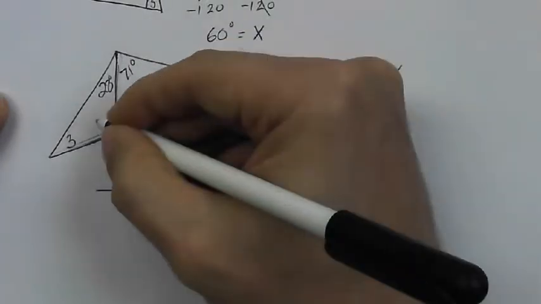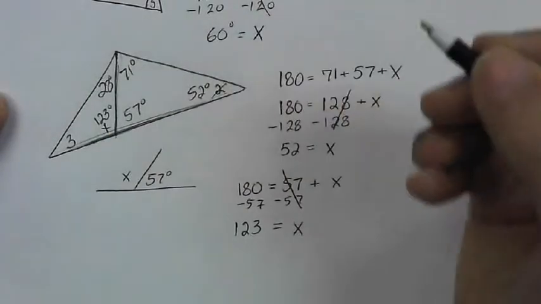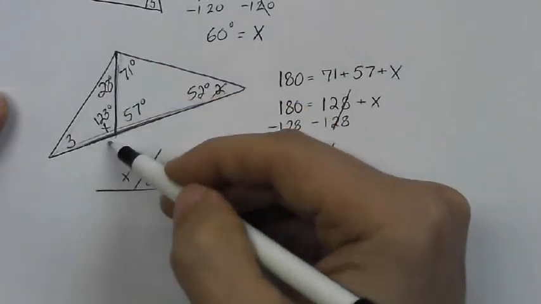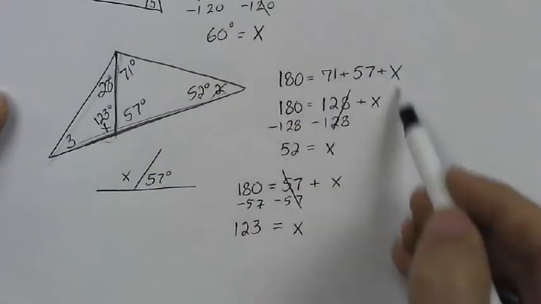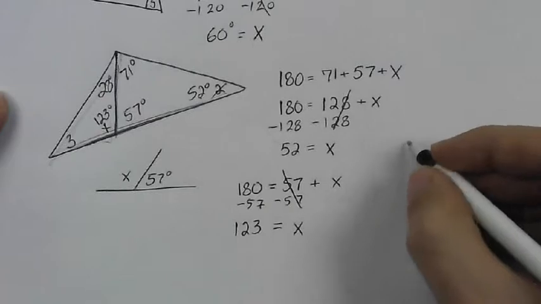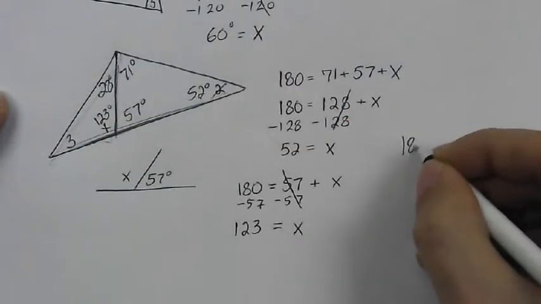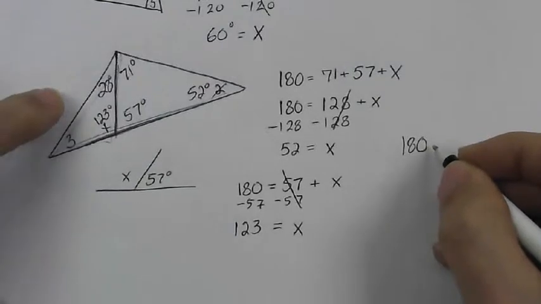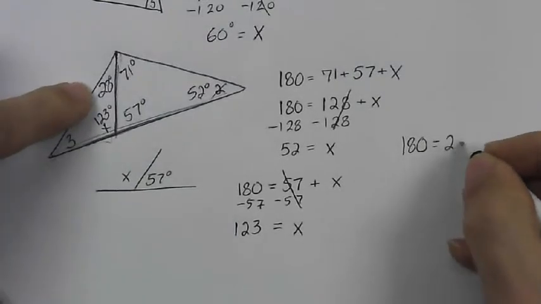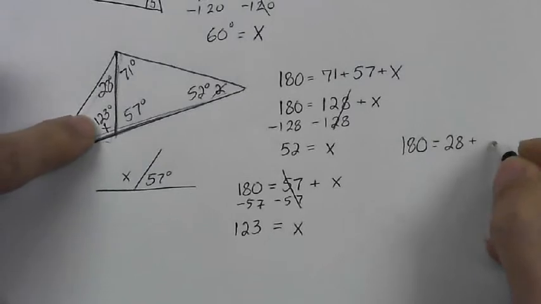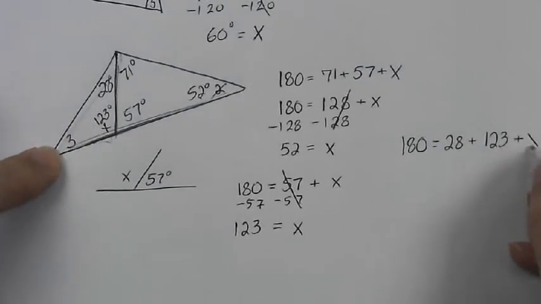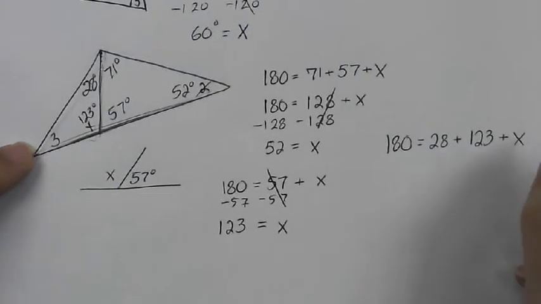So now I know that angle 1 is 123 degrees. And now that I know that, this triangle should be a piece of cake. I'm going to use this method as well. Basically I'm going to say this, the sum of the interior angles on this triangle is equal to 180. So I'm going to say 180 equals 28 degrees plus 123 degrees plus x.